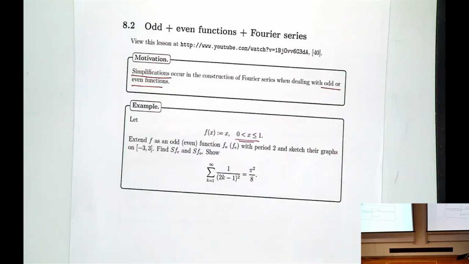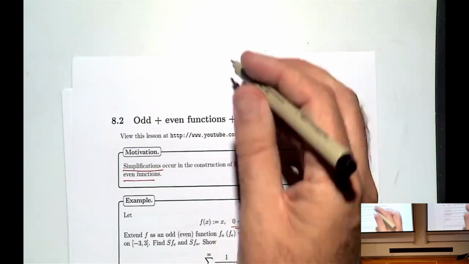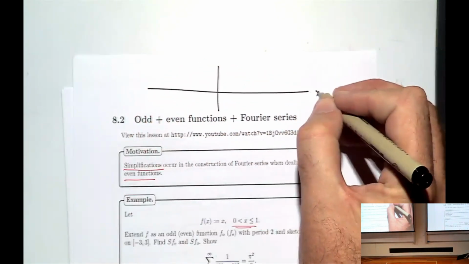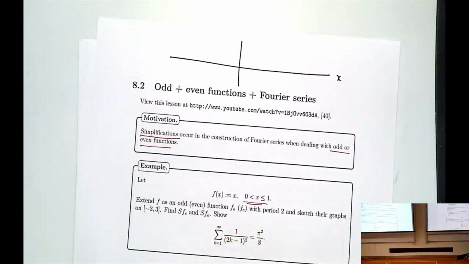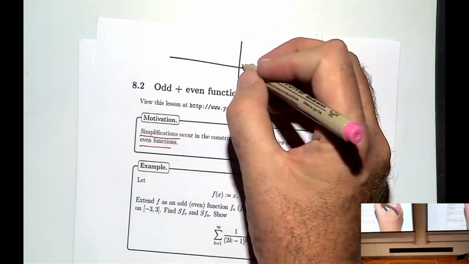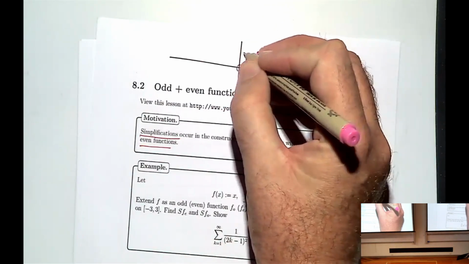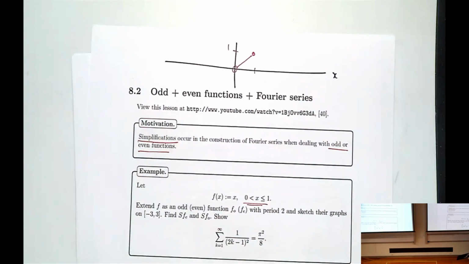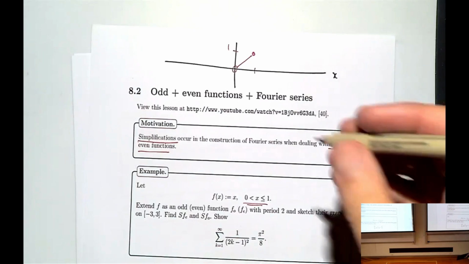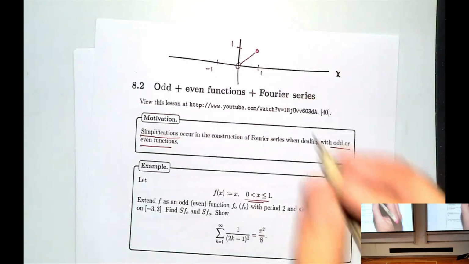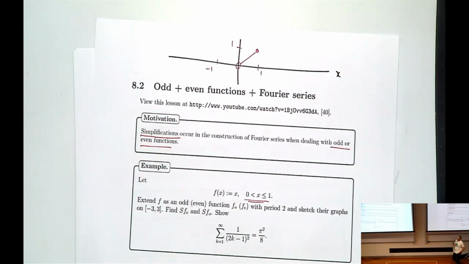So if I'm doing this one, I'm going to start with this, and I want to extend it onto the interval negative 1 to 1, let's say. How can I make that an odd function? You can define x between negative 1 to 0 as just negative whatever its value is from 0 to 1.